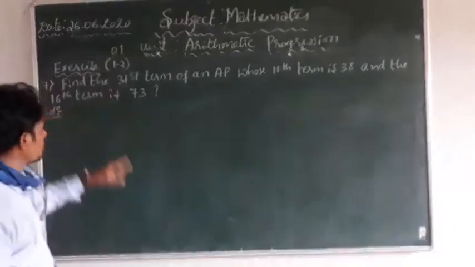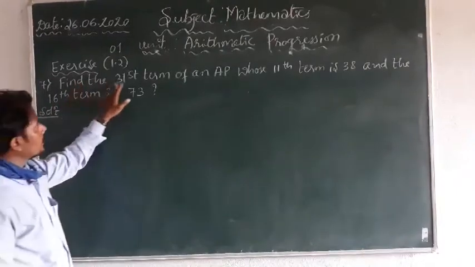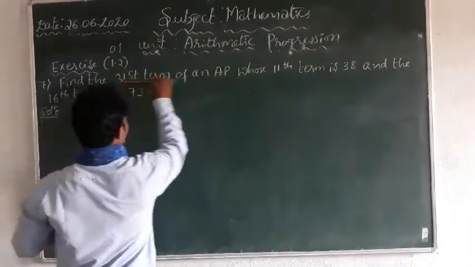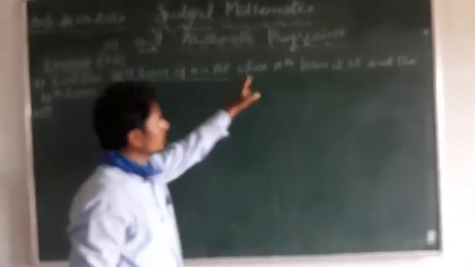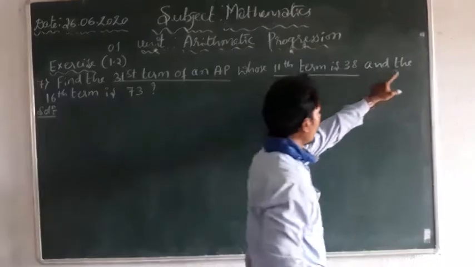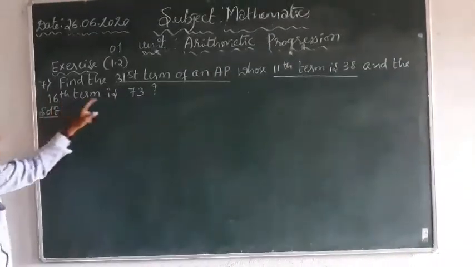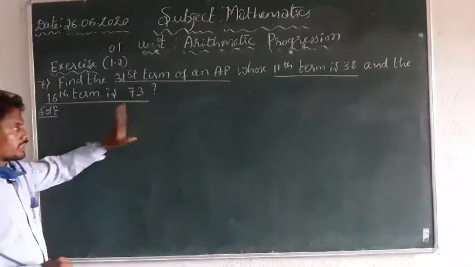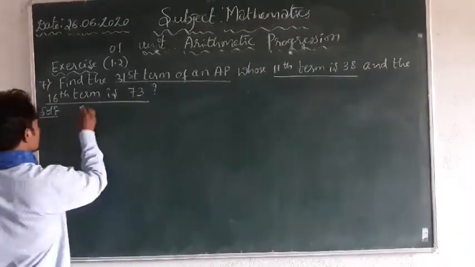Dear students, now we have the 7th question. Find the 31st term of an AP whose 11th term is 38 and whose 16th term is 73. Solution.